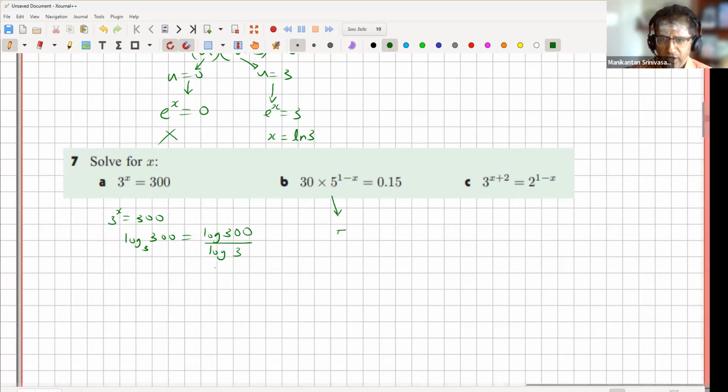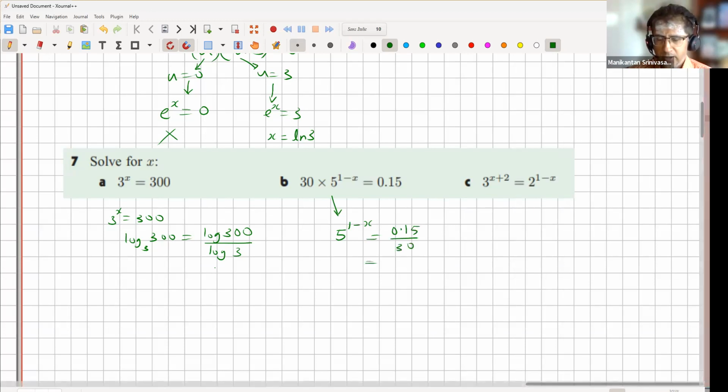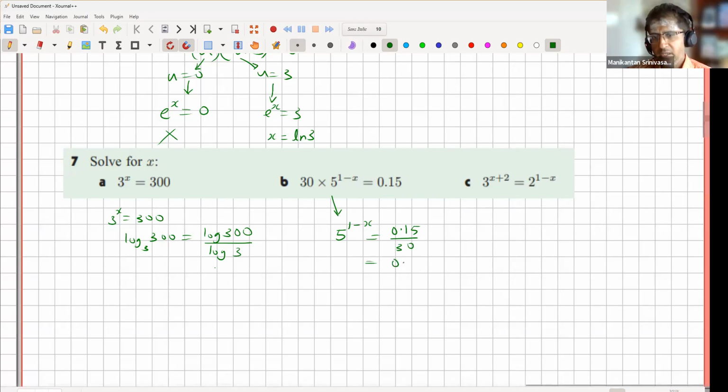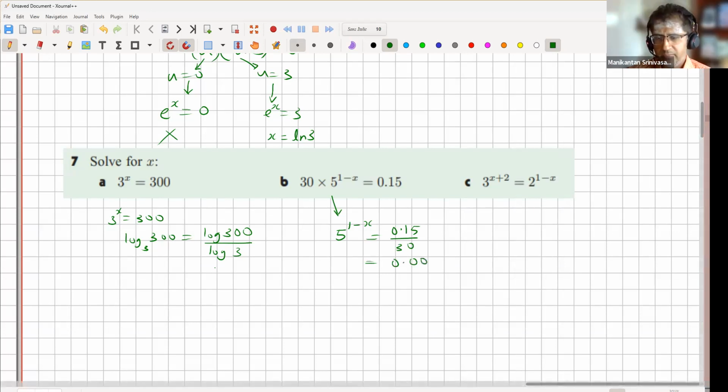Okay. So this one next. Very similar, right? So 5 power 1 minus x. Let's get all the numbers on one side. So 0.15 divided by 30. Whatever that number is, I don't care. How much is this? This would be 0.005 probably. Correct? 0.005 equals 5 power 1 minus x. Okay, now I can take again log to the base 5 of 0.005.